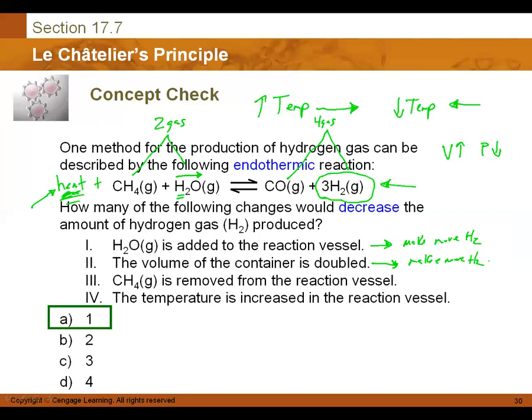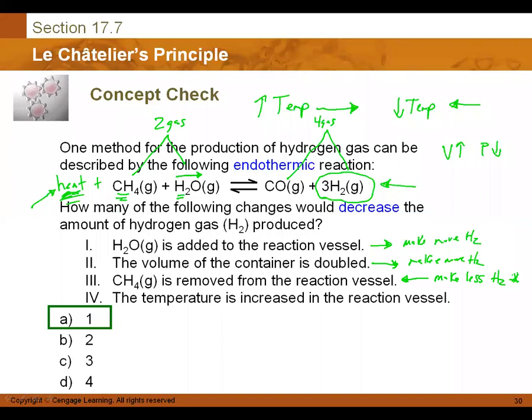Now, if we do number 3, where we remove CH4 from it, CH4 is on the left-hand side. So when we remove it, it's going to shift towards the side we removed it from. So number 3 would actually cause the shift to occur to the left, which means we would actually make less H2. So that is the one that actually will do that change.